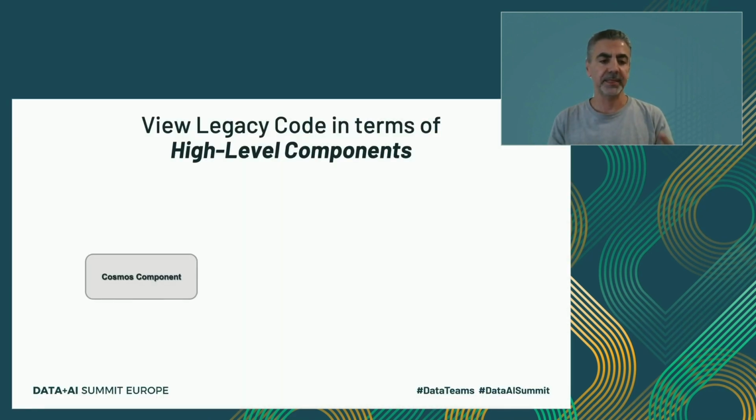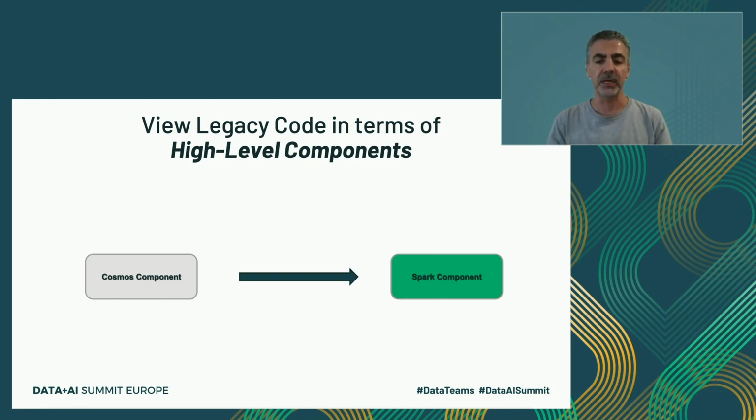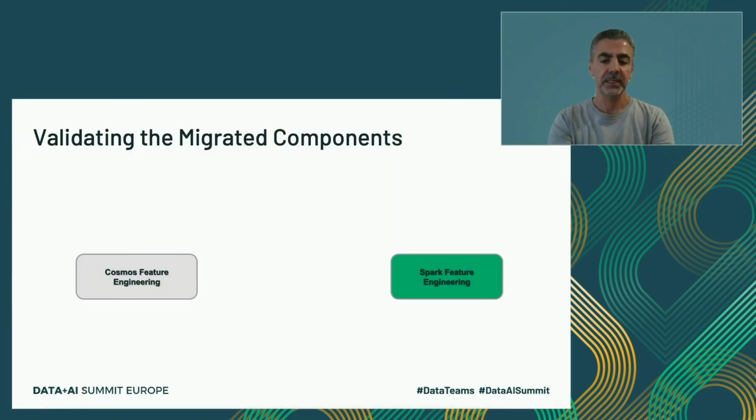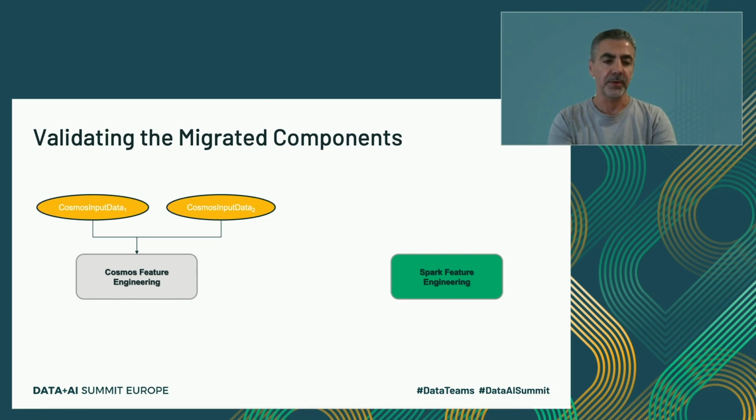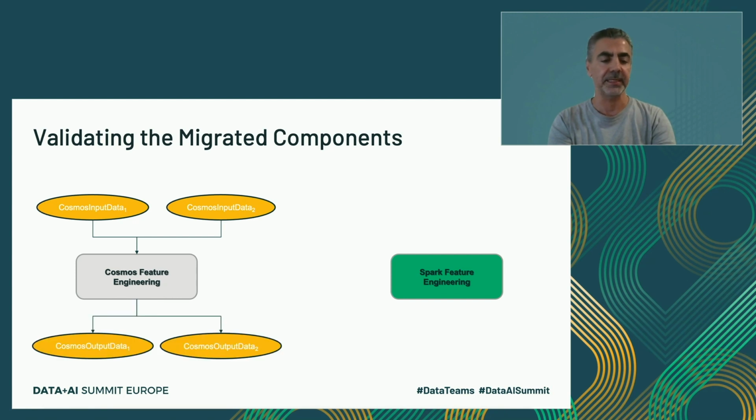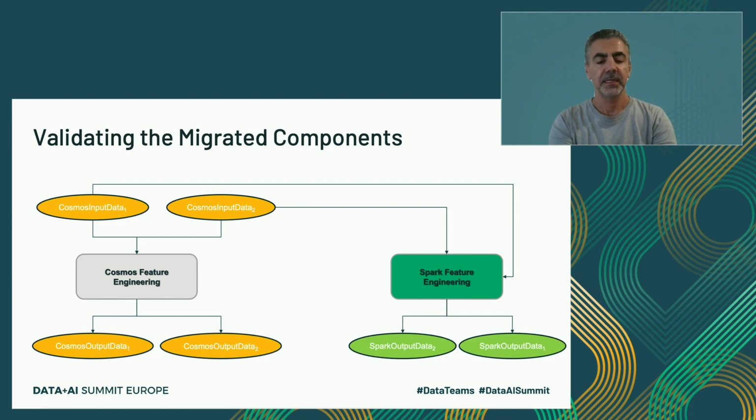So if we take a Cosmos component, we want to create an equivalent Spark component. And then we want to thoroughly test these components. To make sure that we don't have any problems, we feed the Cosmos data inputs into the Cosmos component to generate the outputs. We can then take those same inputs and feed them into the Spark feature engineering in this case, generate the outputs and compare the outputs.